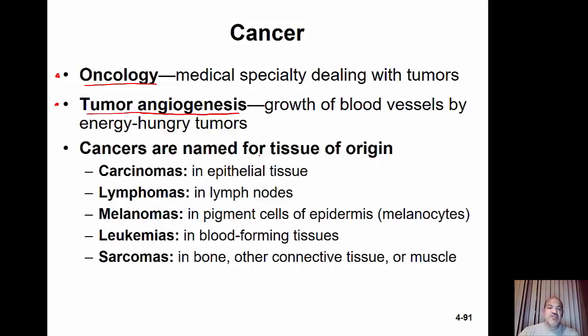Cancers are named for the tissue of origin. For example, carcinomas are of epithelial tissue. Lymphomas are of lymph nodes. Melanomas are cancers of pigment cells in the epidermis called melanocytes, the ones that are responsible for giving you skin color. Leukemias are in blood-forming tissue, where white blood cells are produced, and sarcomas are in bone or other connective tissue or muscle.